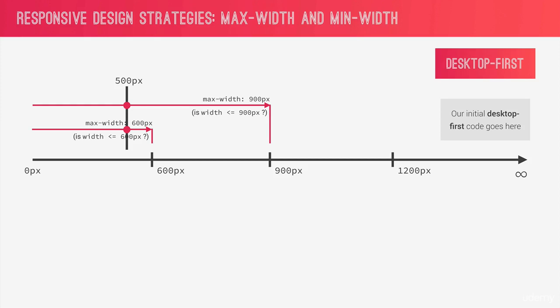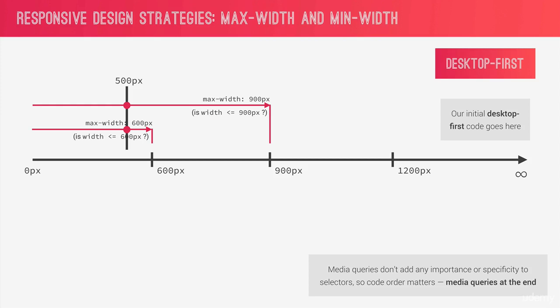And that's an excellent question, and the answer is pretty simple actually. Both queries will apply, because both conditions are true, right? 500 is less than 600, but also less than 900 pixels, and so the code in both media queries will be applied. Now, if you have conflicting CSS rules in these queries, which is usually the case, like defining the global font size in both media queries, then the one which appears last in the code is the one that takes precedence, just like you learned in the lecture about the cascade. Remember that one? That's because media queries don't add any importance or specificity to our selectors, and so the order of the code matters a lot. And that's why we keep our media queries always at the end.